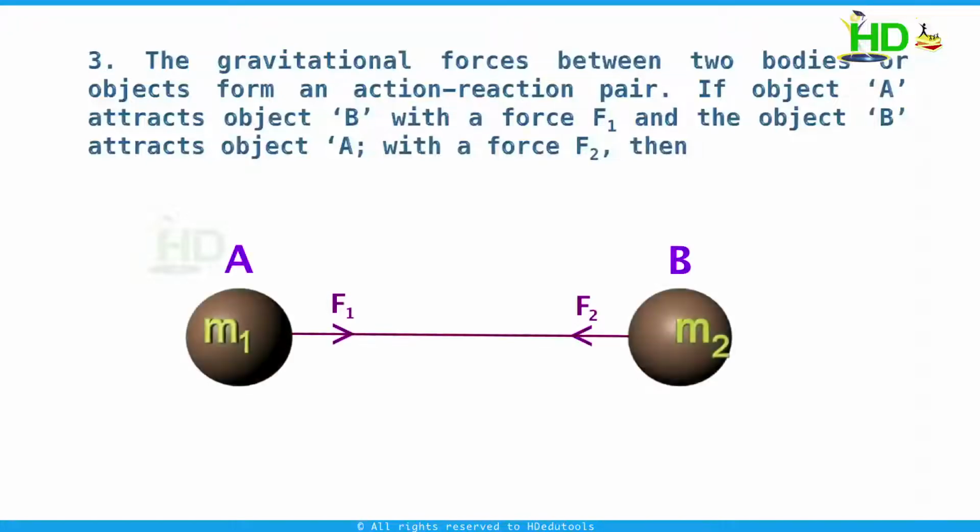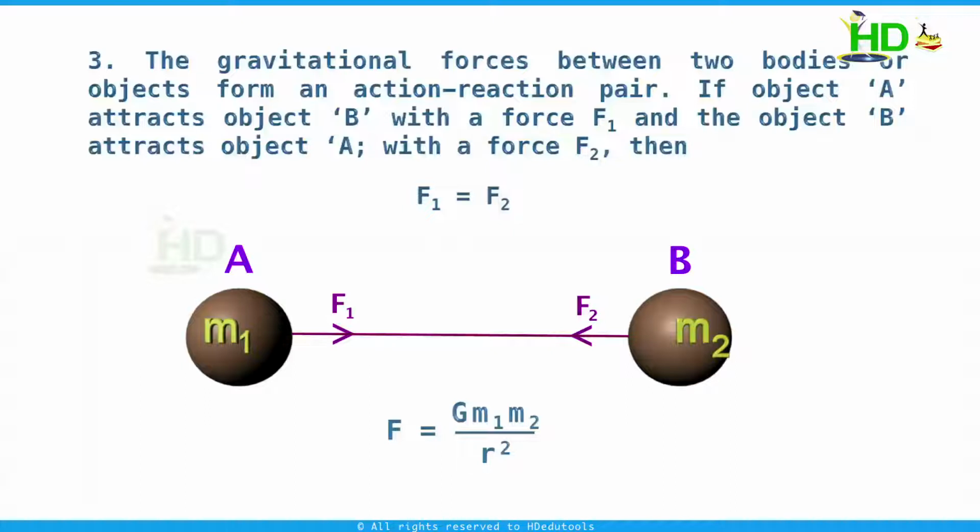Suppose we consider two masses A and B. On mass A, a gravitational force is acting due to mass B. Similarly, on B, a gravitational force is acting due to A. And these two are equal and opposite in direction. That is, we can write F1 = -F2, where F1 is the force on B due to A and F2 is the force on A due to B. And using this formula F = G m1 m2/r², we can find the gravitational force acting between any two masses.